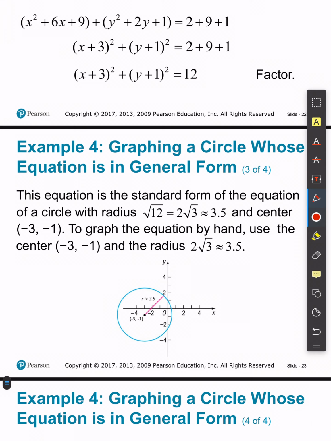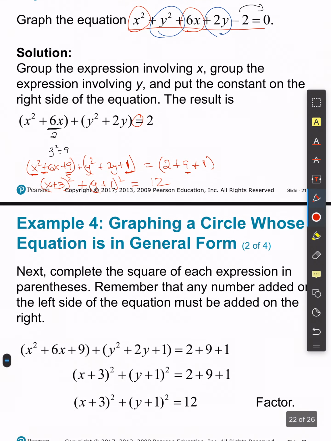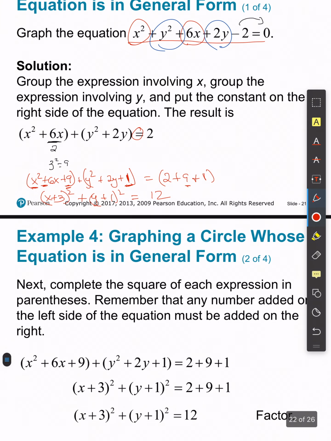So for this one, it's a good idea to actually take the square root of 12 and estimate that, so we kind of know where that is. If we go to graph that, we know a couple of things from what we just found. I'm able to tell that the center is at whatever makes that go to 0. So -3, -1. And the radius is equal to the square root of 12, or approximately 3.5.